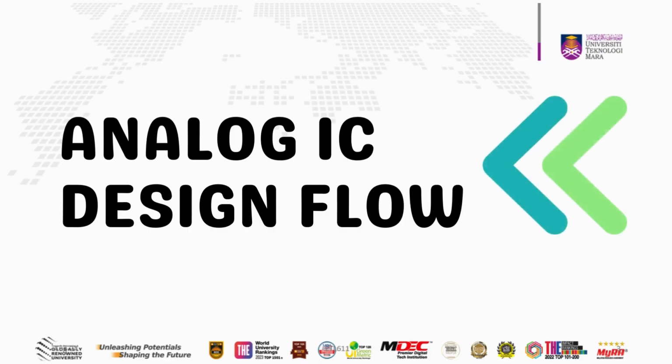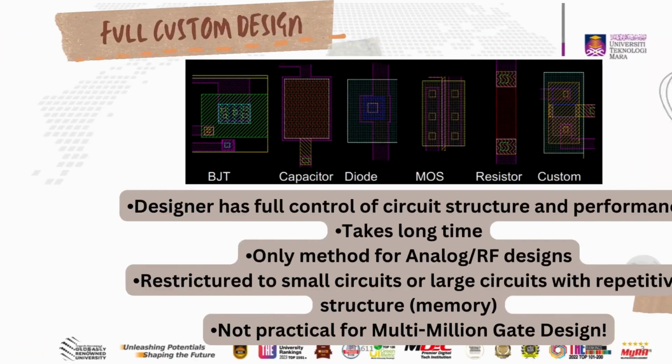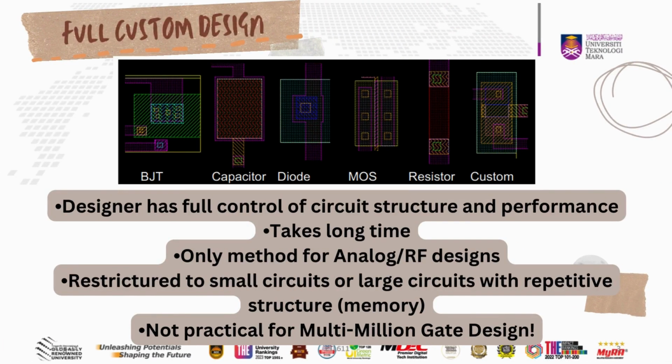In this section, you will learn analog IC design flow. There are few components in full custom design. Figure above shows the layout design of these components. The components consist of BJT, capacitor, diode, MOS, resistor, and custom design.